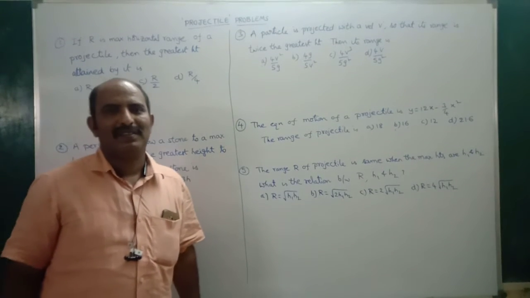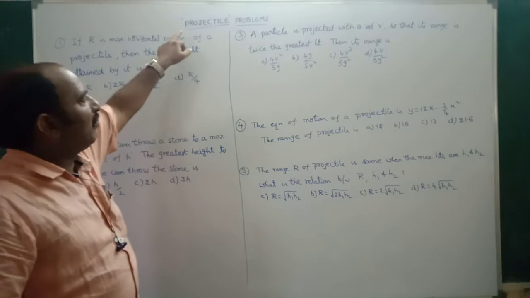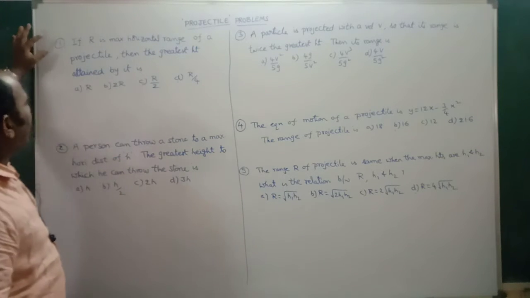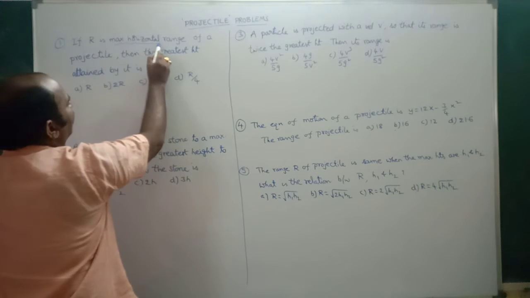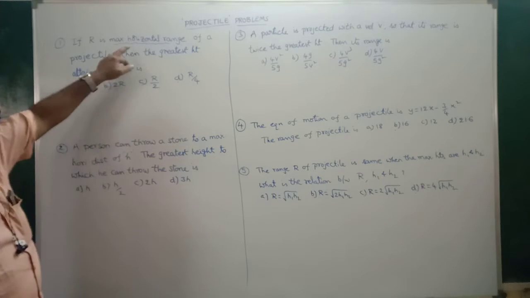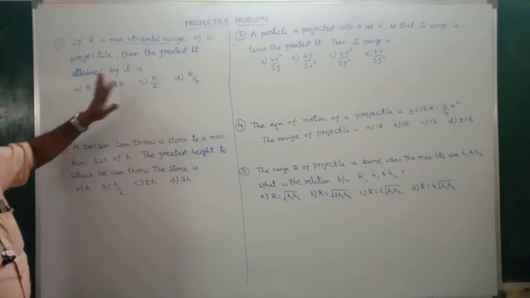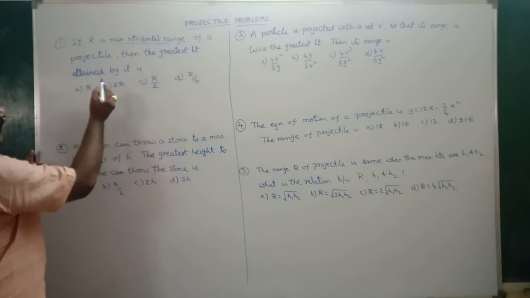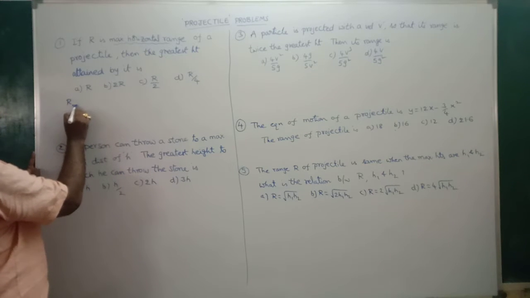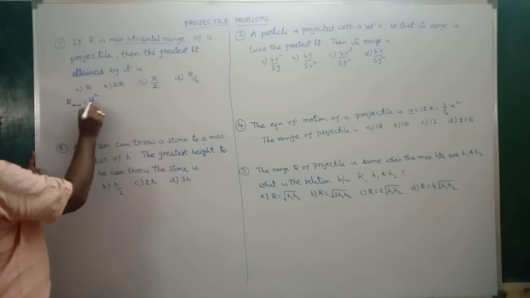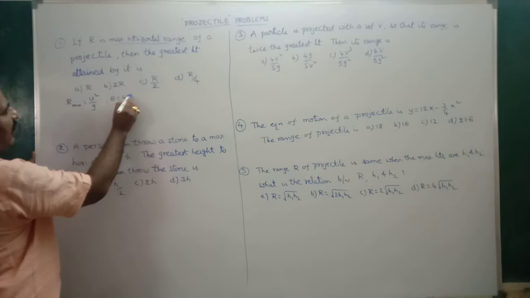Hi students, let us see some problems in MSET about projectile. First one is, if R is the maximum horizontal range of a projectile, then the greatest height attained by it is... You know, maximum horizontal range R is equal to U square by g, where theta is equal to 45 degree.